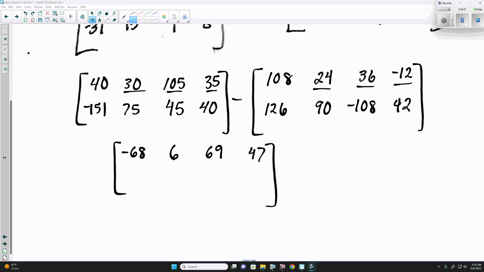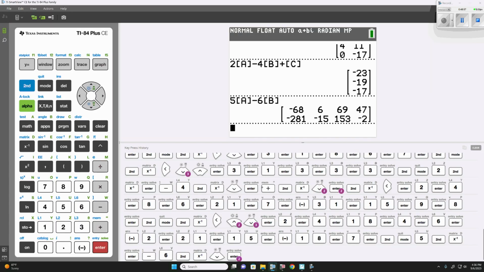Now that moves on to the next row. Negative 155 minus 126. 7, 7, 2, negative 281. 75 minus 90 is going to be negative 15. 45 minus negative 108, we would end up adding those, which would give us 153. And lastly, 40 minus 42 is negative 2. And if we look at this here, it does give us the exact same thing as if we typed them into the calculator. So either way works.